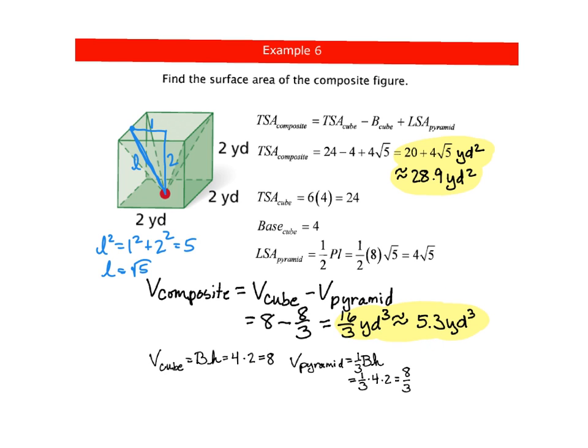Now notice, my pyramid that's the same height as this cube has 1/3 the volume of that cube. You could have looked at this if you had realized that and said, okay, well, what's left over is 2/3 the volume of the cube, which is essentially what I found here.